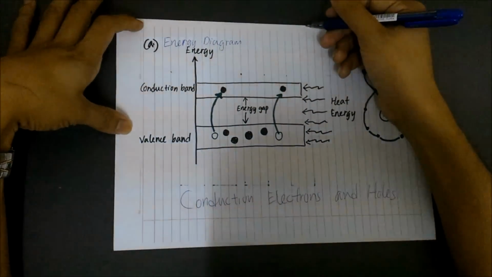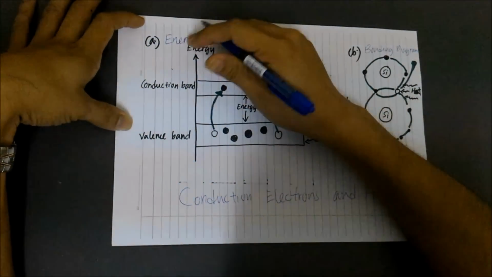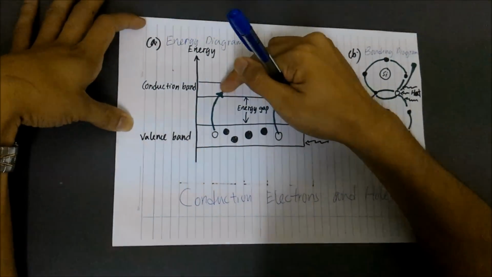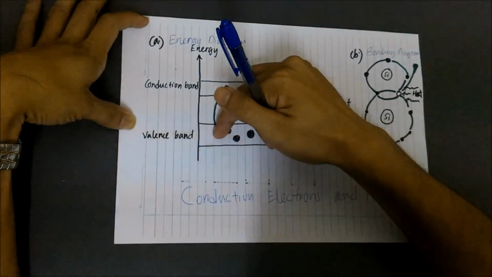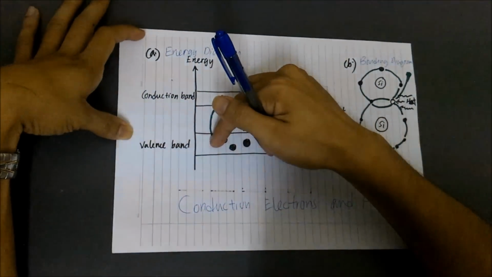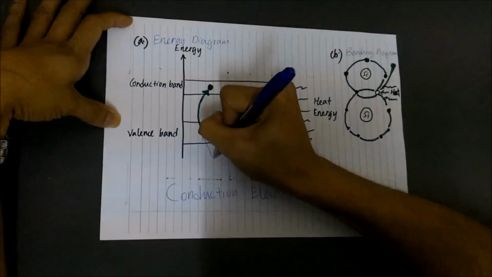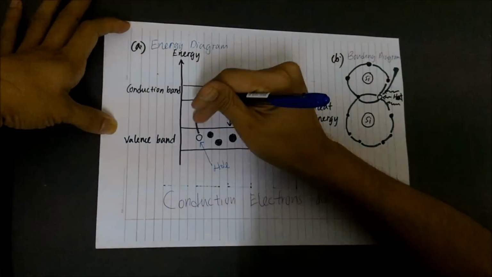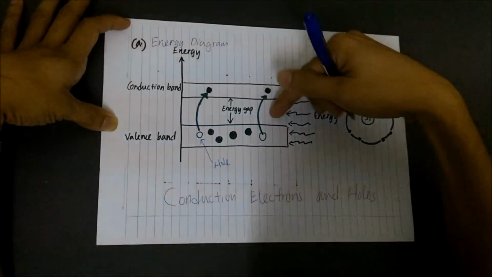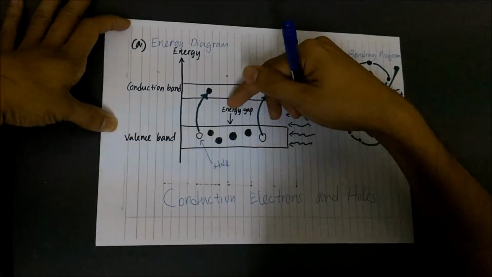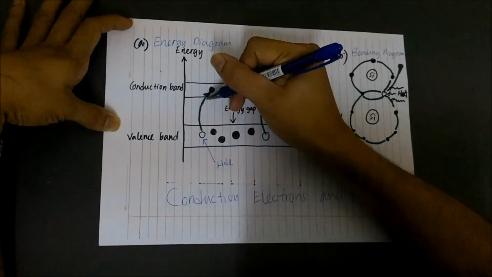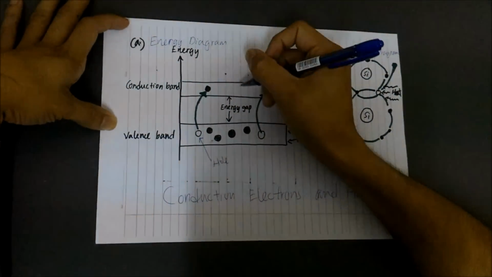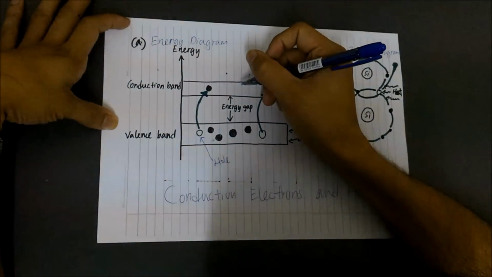In the energy diagram, when an electron jumps from the valence band to the conduction band, a vacancy is left in the valence band within the crystal. This vacancy is called a hole. For every electron raised to the conduction band by external energy, there is one hole left in the valence band, creating what is called an electron-hole pair.